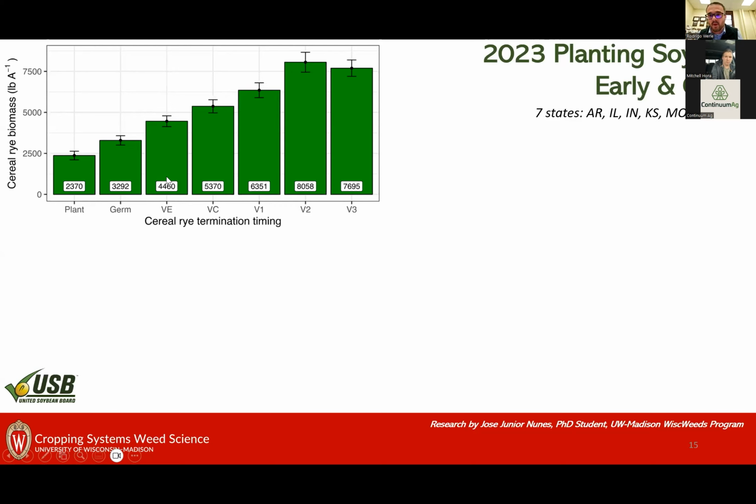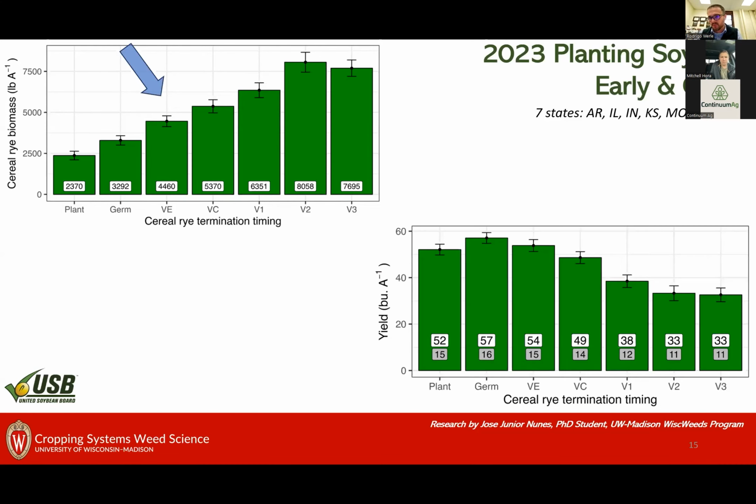So I planted early. I waited until that 4,000 pounds. Last year, that's the time I would have terminated because we were dry. Okay. If you have more precipitation in the spring, you can let it grow another week, get to that 5,000 pounds, tremendous weed control. Okay, so this is what's happening with the rye biomass at the time of termination. The growers ask, what about yield, Rodrigo? Here it is. So if you terminate early, this is our yield potential there.